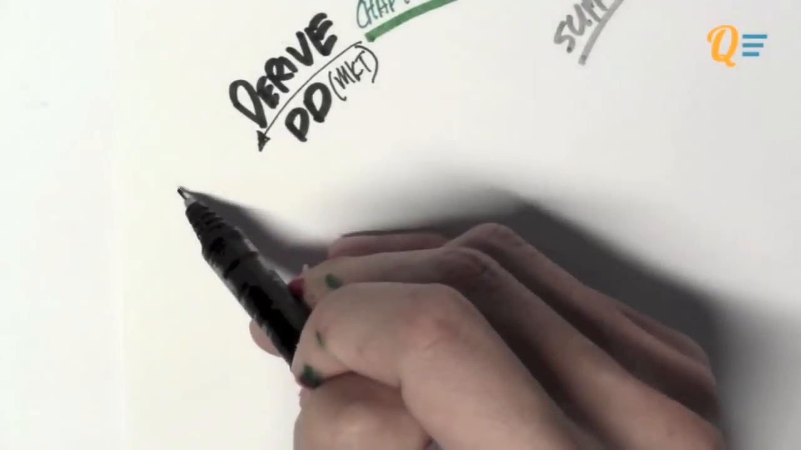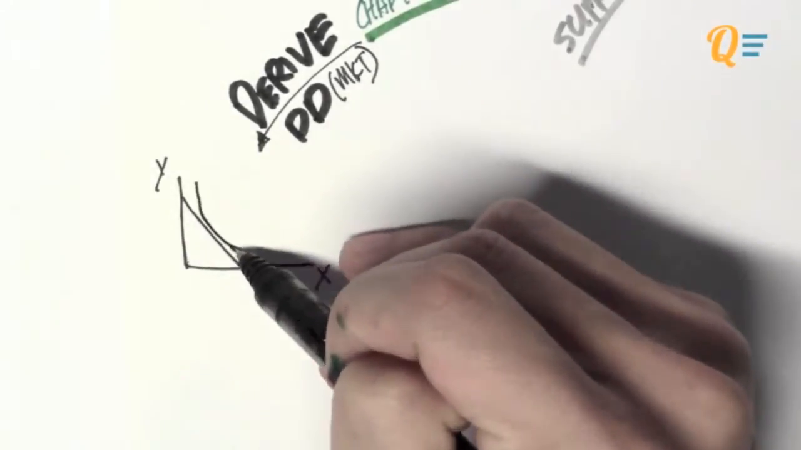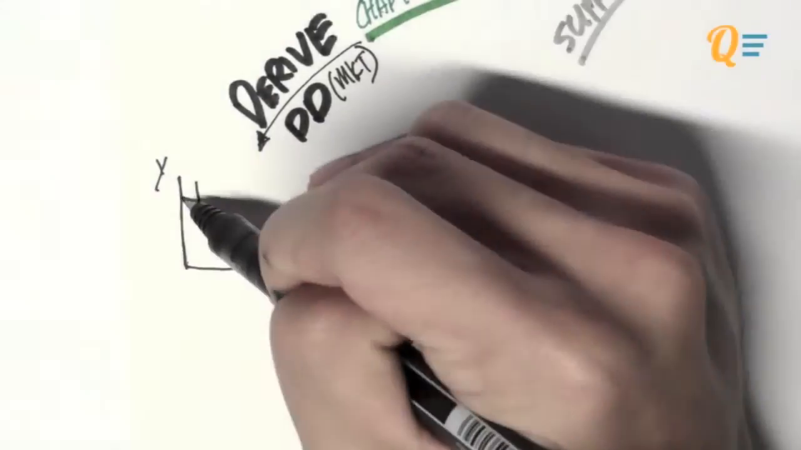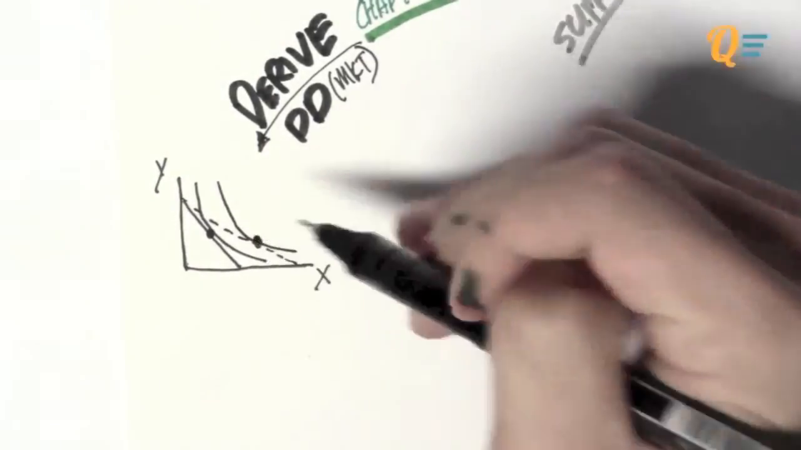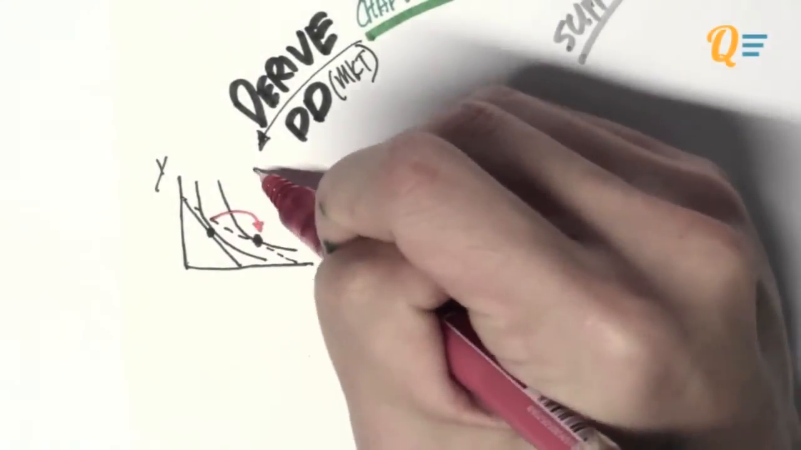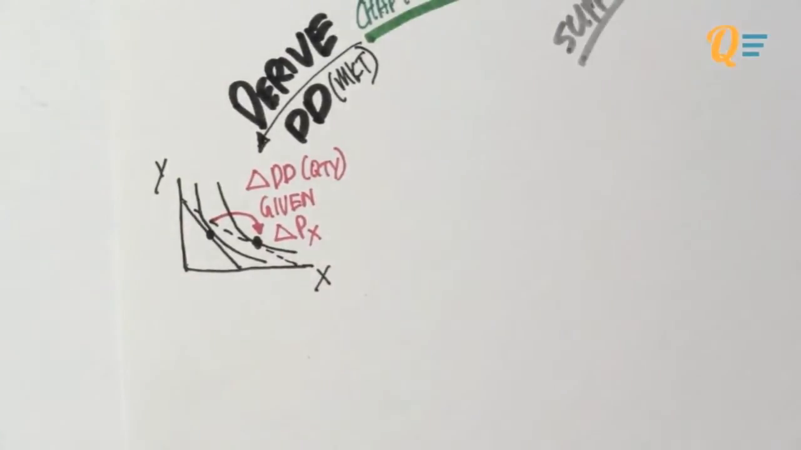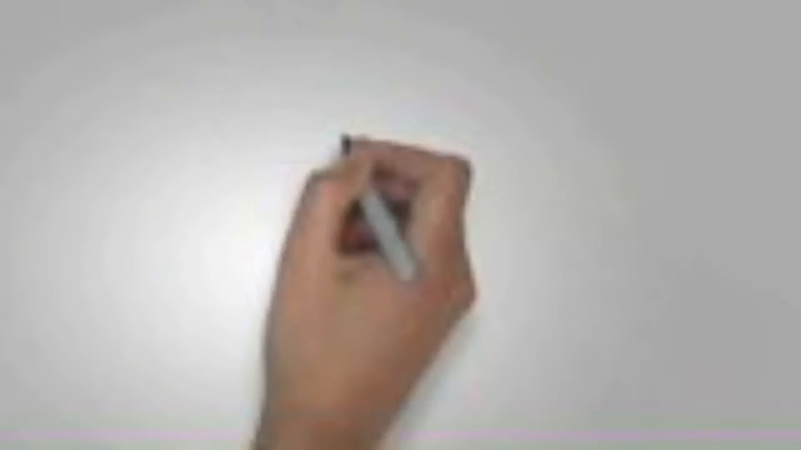So here's where you began in chapter 2. You have X and Y, a budget constraint, and an indifference curve. Now imagine the price of X is going to fall. That would bring the budget constraint outwards, and you have a new equilibrium here. So there is a change in demand, which is the quantity demanded, given a change in the price of X.